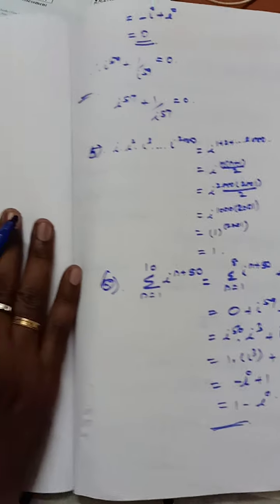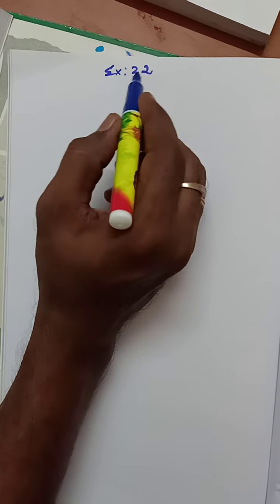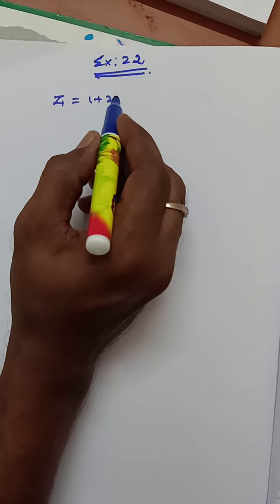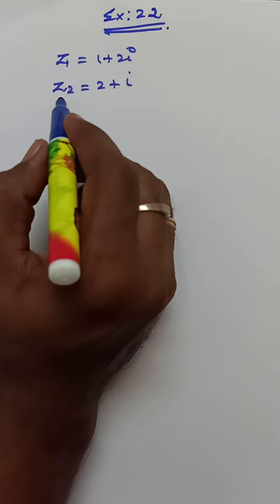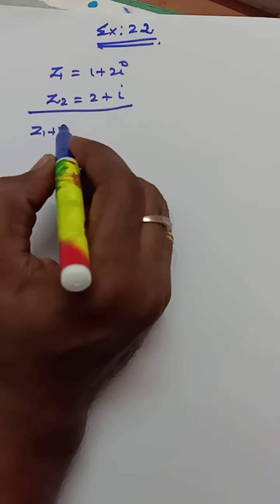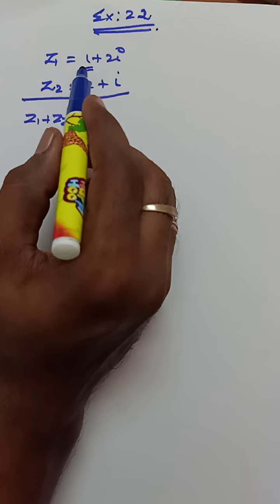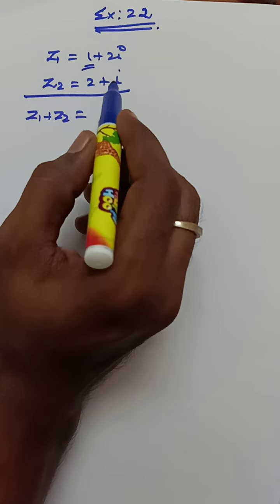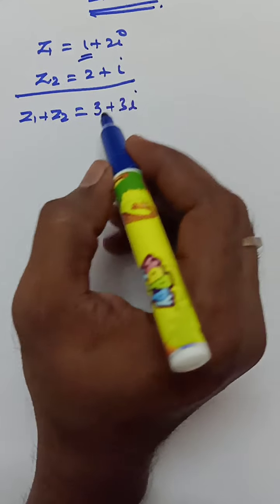Okay, and your 2.2 is related with mathematical operations. How to add two complex numbers. Suppose your first number is 1 plus 2i, your second complex number is 2 plus i. So how to add these two numbers? Z1 plus Z2: this is called the real part, and this is called the imaginary part. You have to add the real with the real, imaginary with imaginary. So 3 plus 3i is your addition.